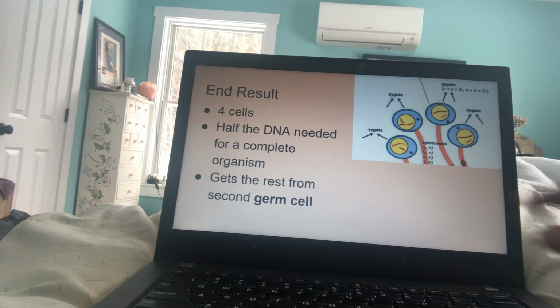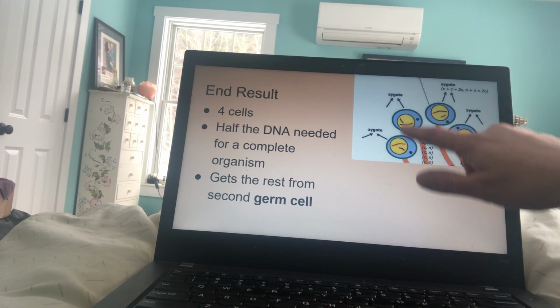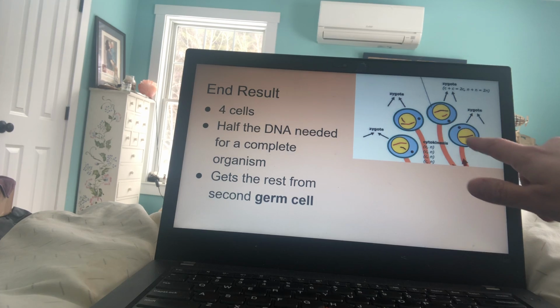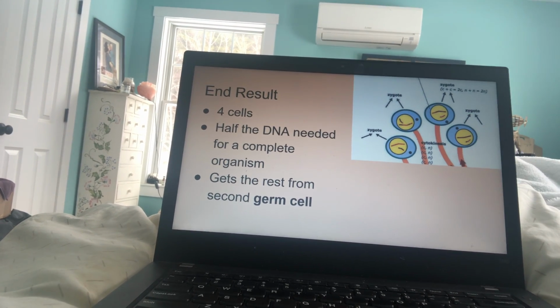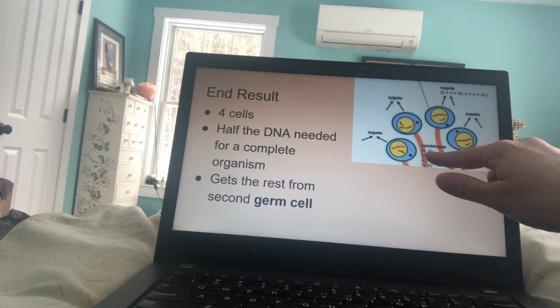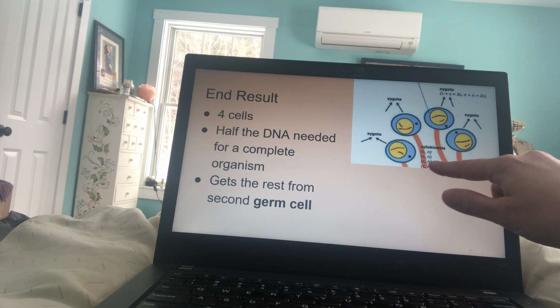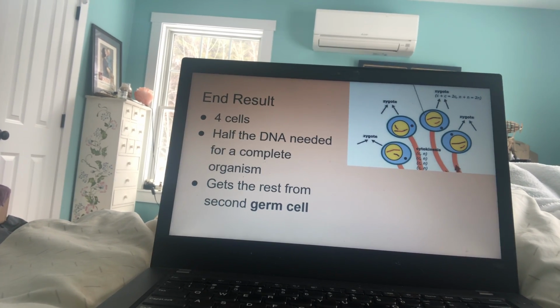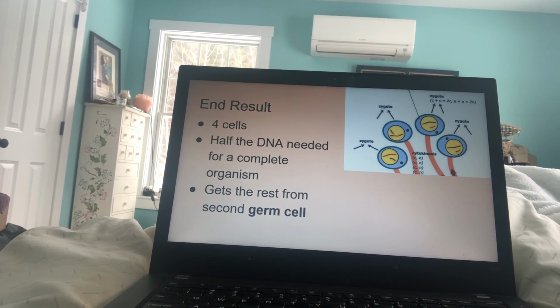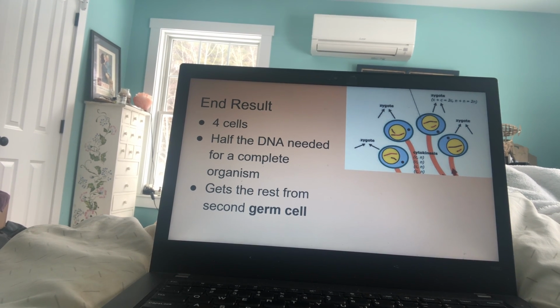And that's it. So please notice the variation in colors and the chromosomes going on here, showing all that genetic variation. Notice that these are now all N. So these are haploid cells, and it's all about genetic variation. We want to end up with different organisms.